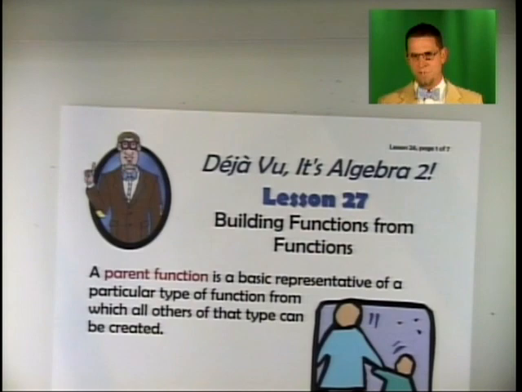Now what a parent function is, it's just a basic representative of a particular type of function from which all other varieties of that same function can be generated by using a sequence of transformations. Remember, we have dilations, the stretches horizontally and vertically. We have the reflections, x-axis and y-axis. Then we have the translations or the shifts, and we can shift it horizontally or vertically.